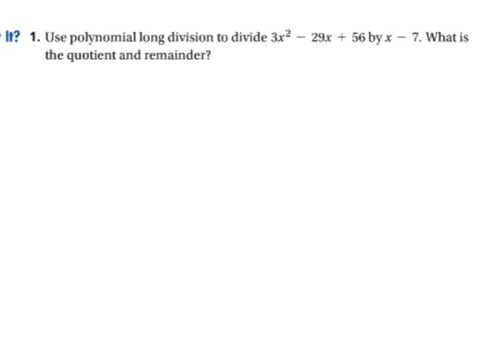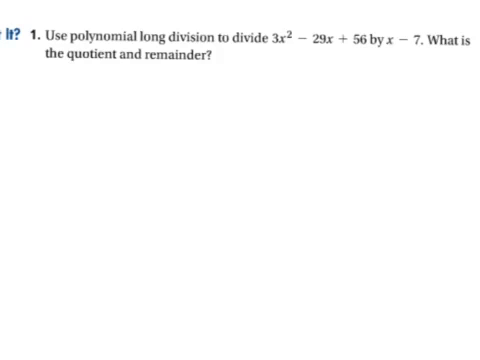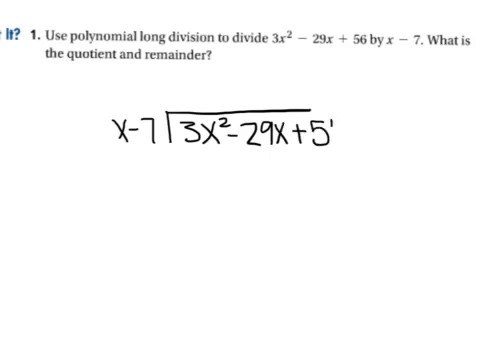So let's try another long division one, so you guys can practice this on your own too. Use polynomial long division to take this quadratic and divide it by x minus 7. So we have 3x squared minus 29x plus 56 divided by x minus 7. Look at the first terms in each polynomial. You have x and you have 3x squared. So think to yourself, how could I make x 3x squared? By multiplying it by 3x.